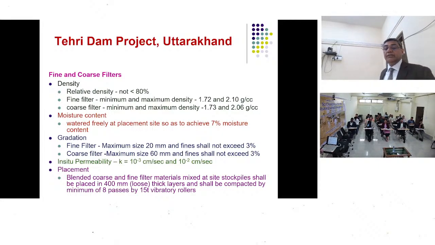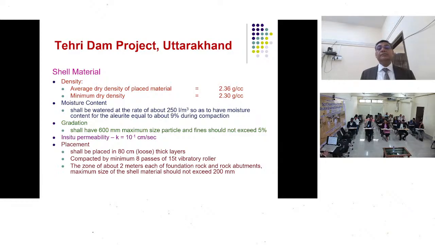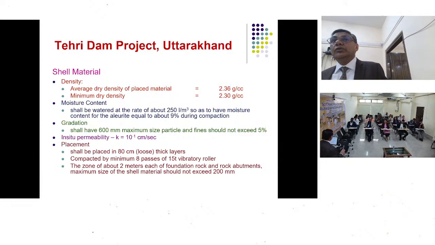Placement: blended coarse and fine filter material mixed at the stockpile shall be placed in 400 mm loose layers, compacted by minimum 8 passes of 15-ton vibratory rollers. Now, even in the fine and coarse filters, in the trial embankments, you have to have that compaction by the vibratory rollers. Then you have to do a density test and gradation also.